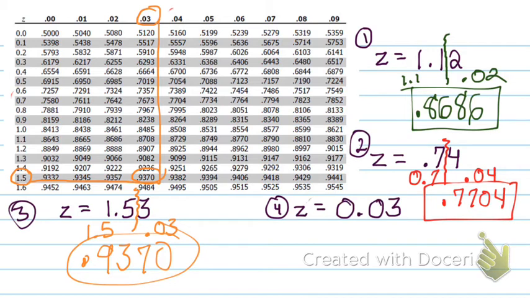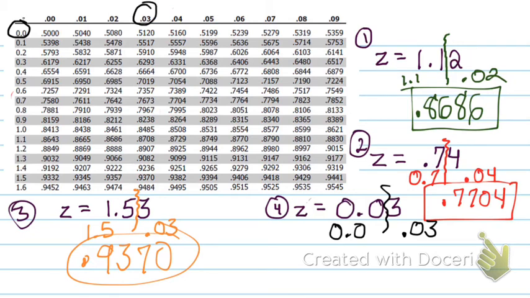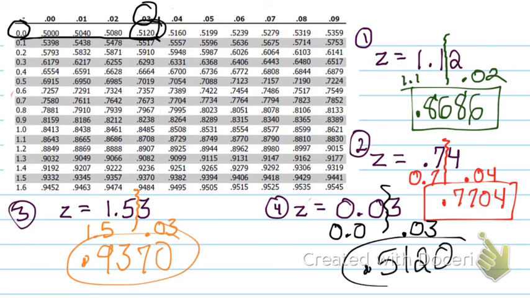My z-score in my last example is 0.03. So, just like all the rest of them, we're going to split it down after the tenths place. So, I'm really looking at 0.0 and 0.03. So, I'm going to look down the left side for 0.0, which is right here, and across the top for 0.03, which is right there. Find where they meet at. And then my probability will be 0.5120. And that's it.